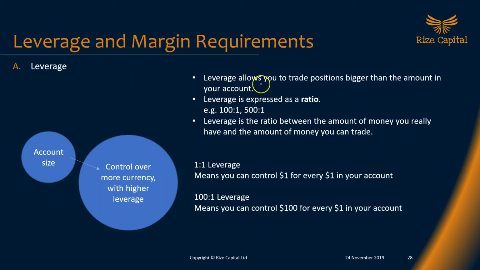Leverage is what allows you to trade positions bigger than the amount that's in your account, and it's expressed as a ratio. So it could be 100 to 1, 500 to 1, 30 to 1, and it's the ratio between the amount of money you really have and the amount of money you can trade. So let's say your account size is a certain amount, but you can actually control a lot more money. So 1 to 1 leverage means you control $1 for every $1 in your account, and 100 to 1 would mean that you can control $100 worth of currency for every $1 in your account.